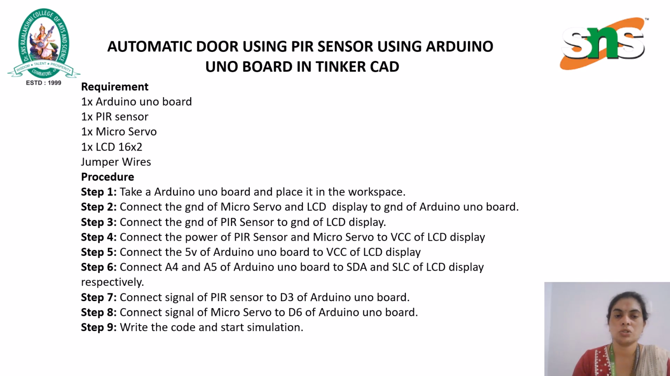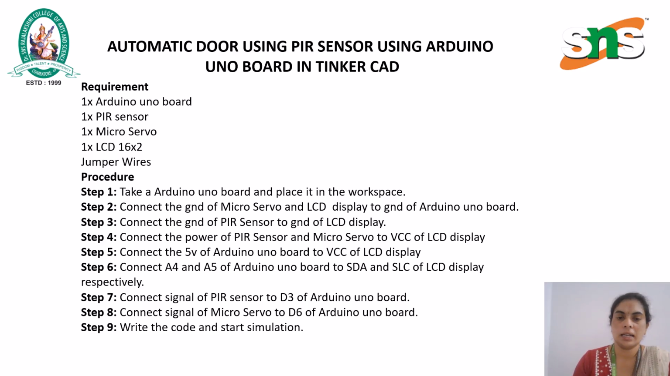So now we will get into the procedure. We take an Arduino board and place it on the workspace, and then we have to connect the GND for every component in Tinkercad. Both the micro servo and the LCD display have to be connected to the GND of the Arduino. The PIR sensor's GND should also be connected to the GND of the Arduino.